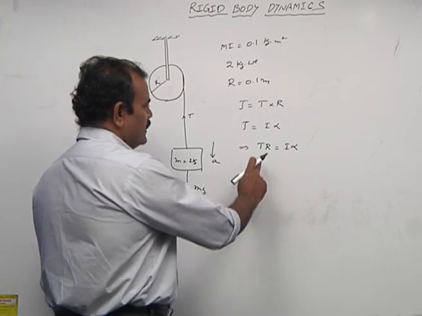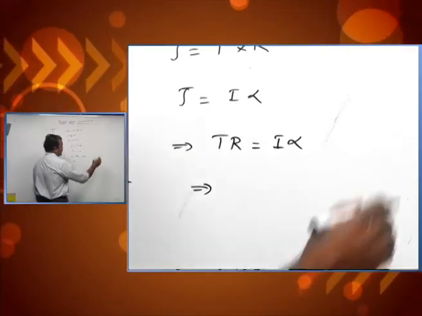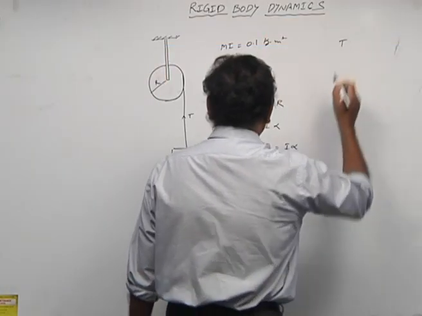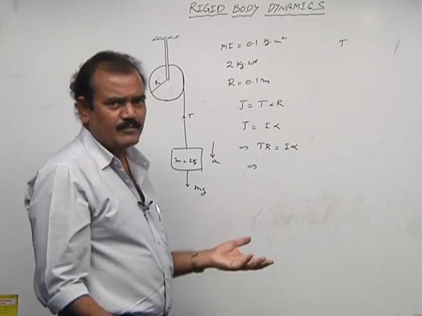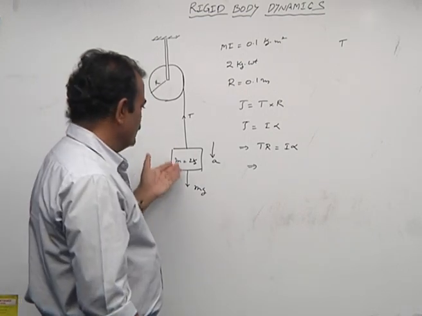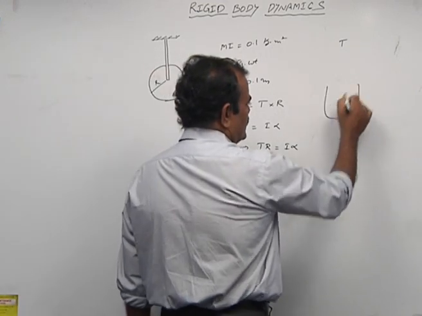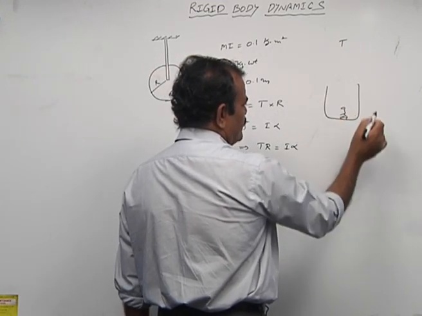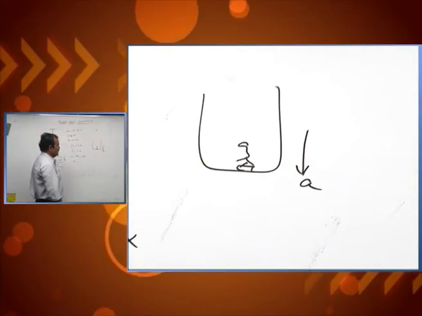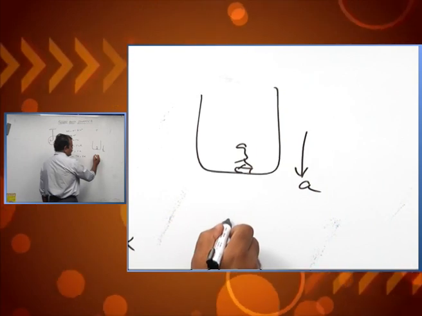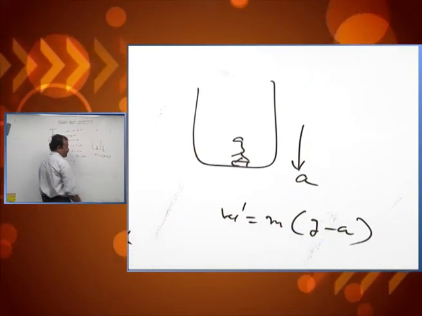Now TR is equal to I alpha, and here you have to find out the T first. It is coming down with some acceleration, so for simple cases you need not apply those equations. It is nothing but the elevator formula. When a person is inside an elevator on a weighing machine, if the elevator is coming downwards with some acceleration A, the apparent weight of the man is W dash is equal to M of G minus A.